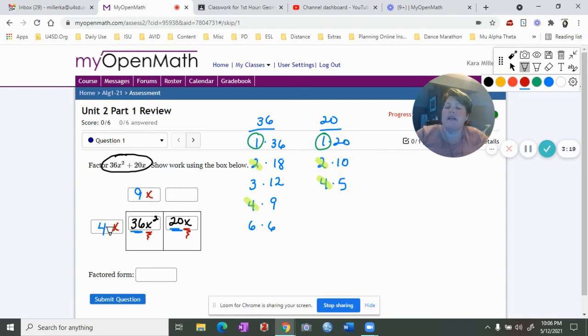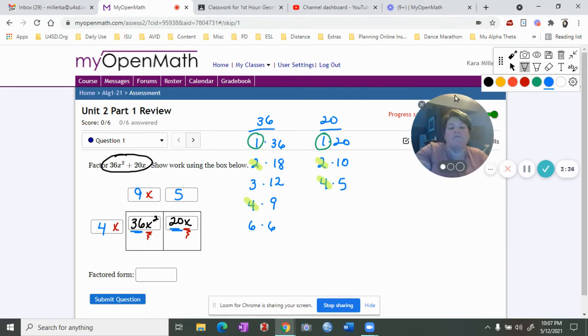Okay, now what do I need to multiply to the 4x to get to 20x? The x is already there, so 4 times what is 20? Well, 4 times 5, right? So that is 5. So my factored form is the outside times the top. 4x times the quantity, 9x plus 5. Don't forget the sign with your number, okay?